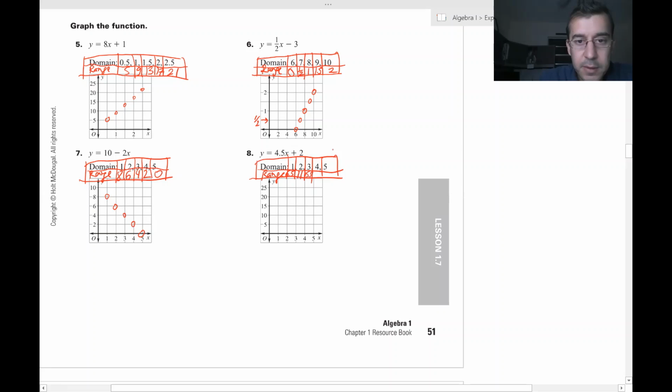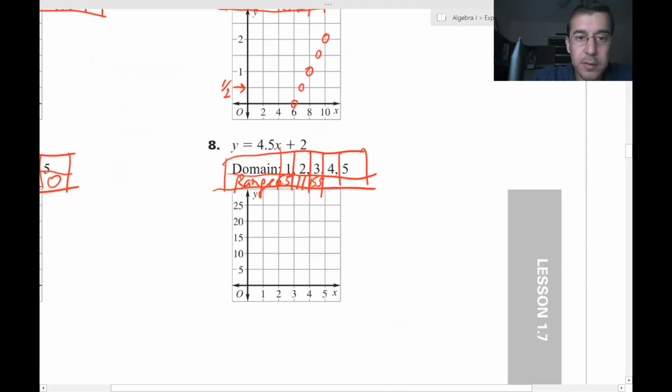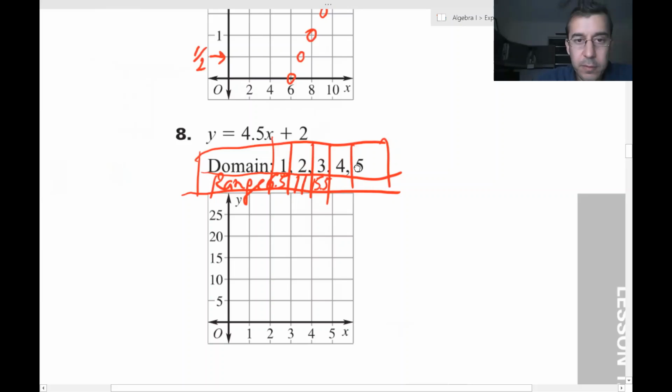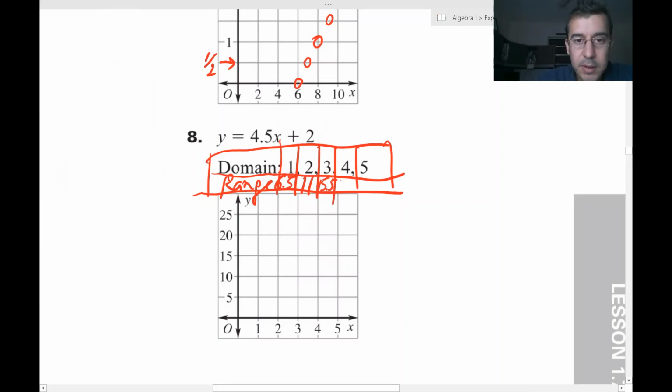When x is 4, 4.5 times 4 is 18 plus 2 is 20. And then when x is 5, 4.5 times 5 is 22.5 and 2, 24.5.